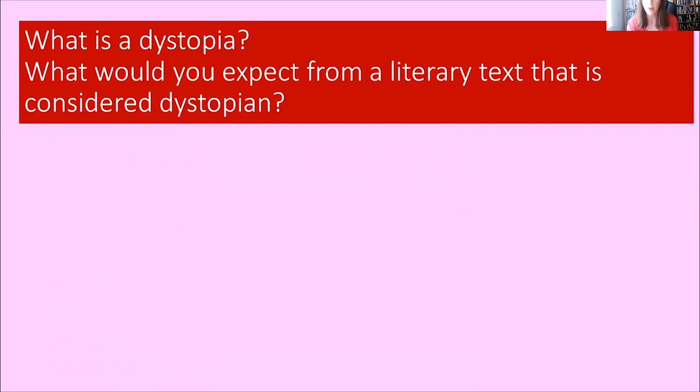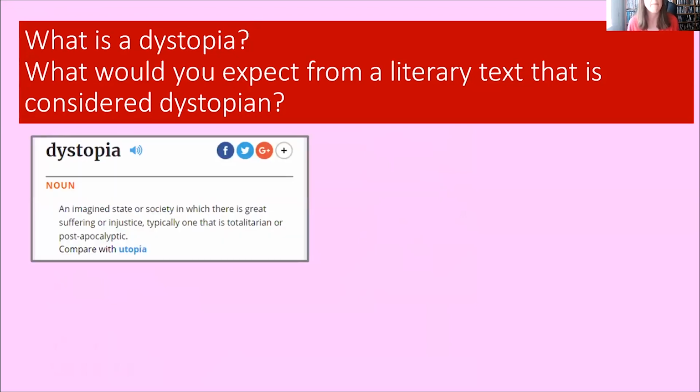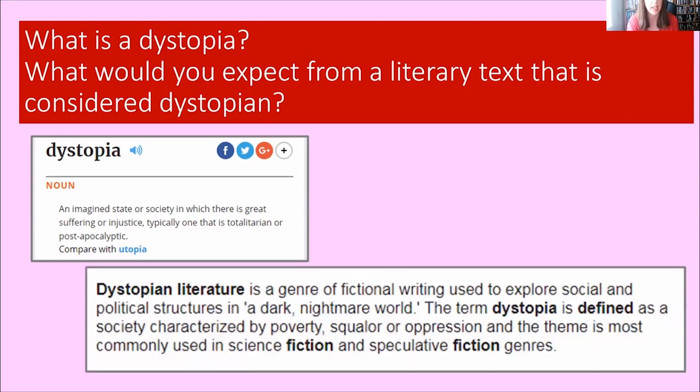Okay, hopefully you're back. So dystopia: an imagined state or society in which there is great suffering or injustice, typically one that is totalitarian or post-apocalyptic. Keyword there is imagined. So dystopian fiction is not set in the real world, and yet often it does comment on the real world through the imagined world, if that makes sense.